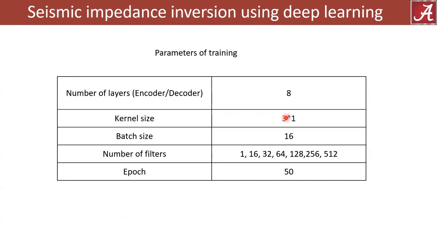And here are the parameters of our training. We use a neural network which has 8 layers, both in the encoder and decoder. We treat this problem as a 1D problem, so we predict and train the data trace by trace. The kernel size is 3 plus 1, the batch size is 16, and we finish the job with 50 epochs.